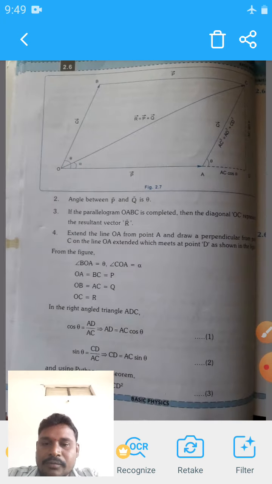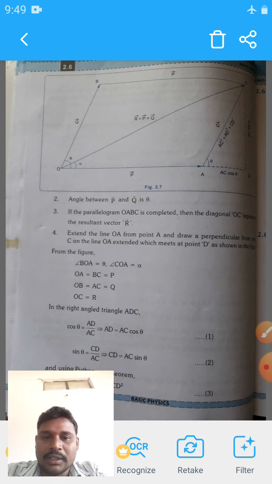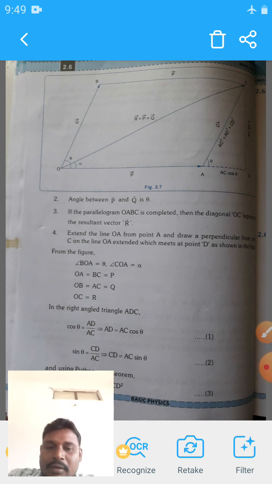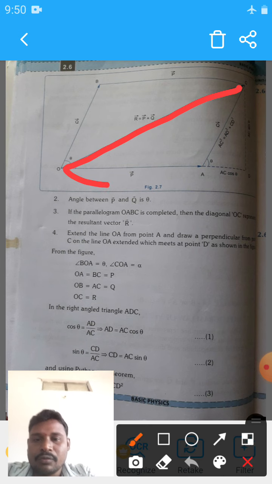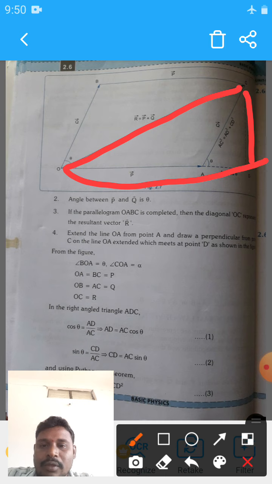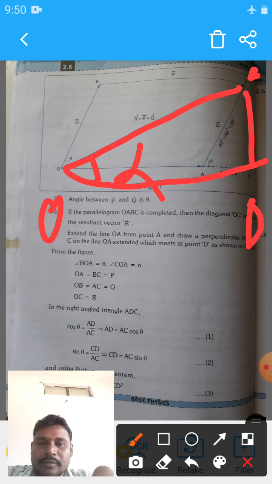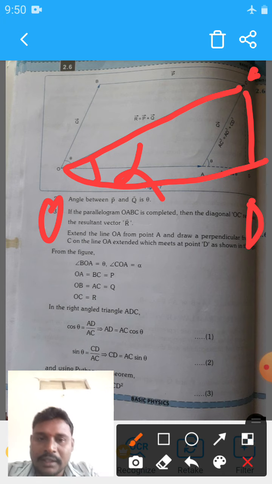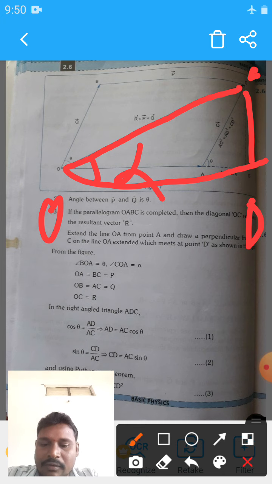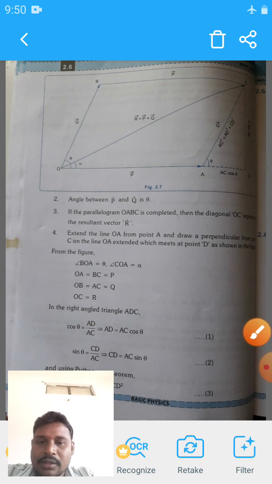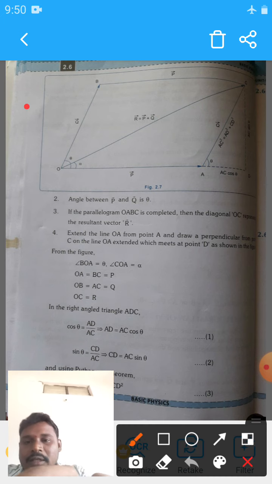Now we are going to explain the resultant direction using the parallelogram law of vectors, by utilizing the triangle COD. In triangle COD, alpha is the angle, and this is C, this is O, this is D. Tan alpha, tan means opposite side by adjacent side. Opposite side by adjacent side, that is the formula. Tan alpha means opposite side by adjacent side. Just you have to utilize the formula.